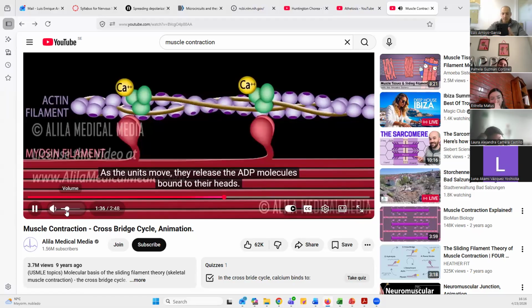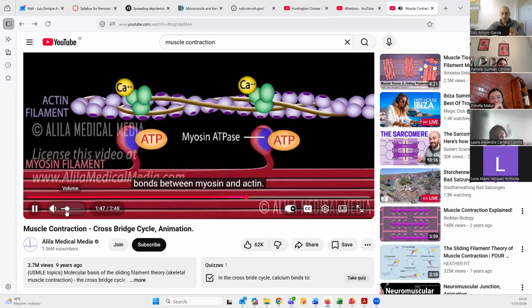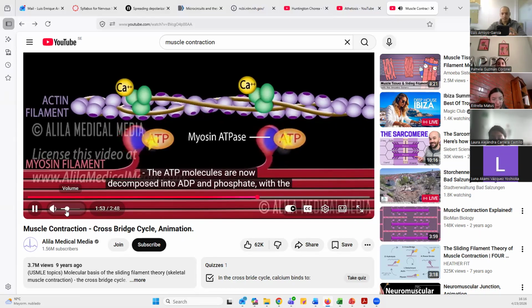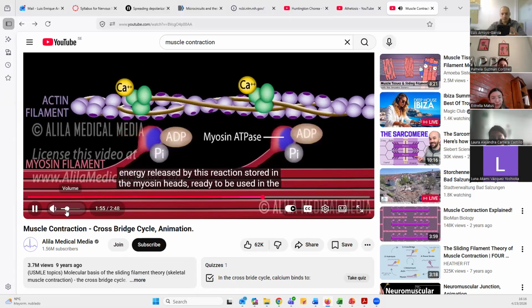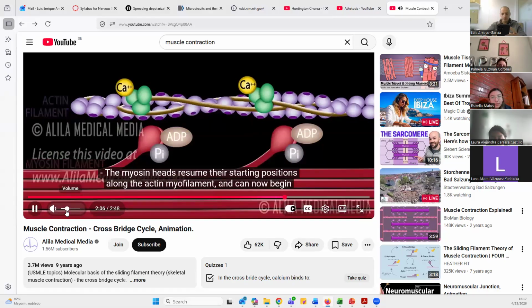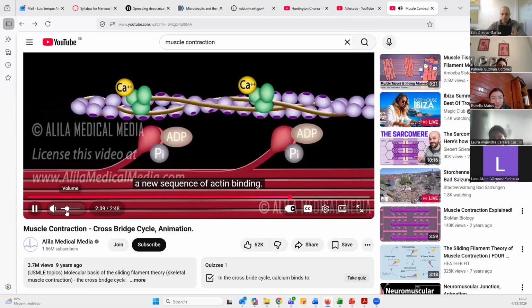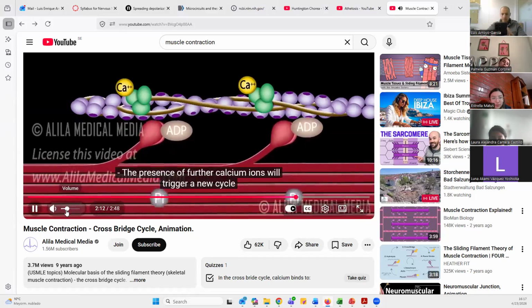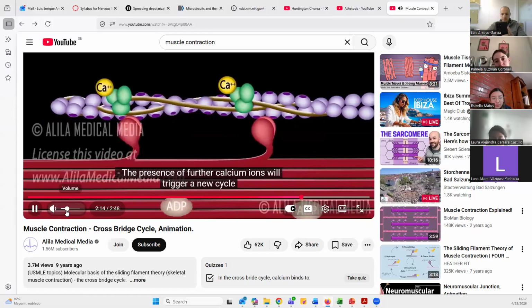As the units move, they release the ADP molecules bound to their heads. The gliding motion is halted when ATP molecules bind to the myosin heads, thus severing the bonds between myosin and actin. The ATP molecules are now decomposed into ADP and phosphate, with the energy released by this reaction stored in the myosin heads, ready to be used in the next cycle of movement. The myosin heads resume their starting positions along the actin myofilament and can now begin a new sequence of actin binding. The presence of further calcium ions will trigger a new cycle.